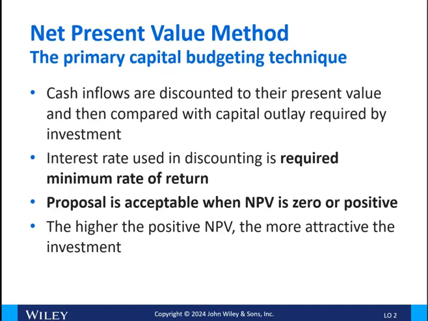So we'll get a different number than what the sum of the cash flows would be, and then we can compare that against what we're going to spend today on the investment and see if it's a good investment that way or not. The interest rate that is used is the required minimum rate of return. Companies will set what they want their minimum rate of return to be. A proposal is acceptable when net present value is 0 or positive. The higher the positive NPV, the more attractive the investment.